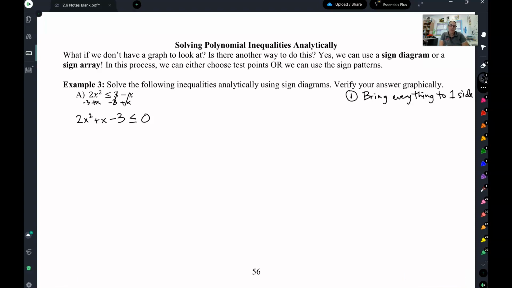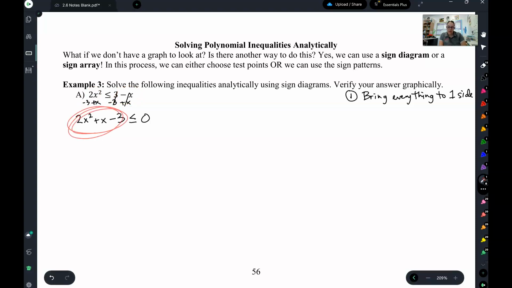Now the reason we bring everything to one side, why this is helpful, is because sometimes it's really hard to see where this graph is less than this graph, but it's a lot easier to see when this graph is less than 0. Because we learned in the last video that this less than means below. So less than 0 just means below the x-axis.